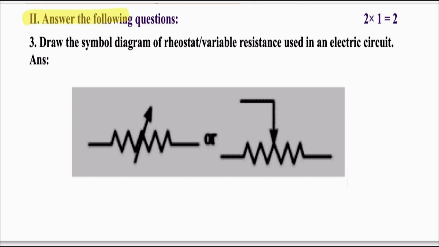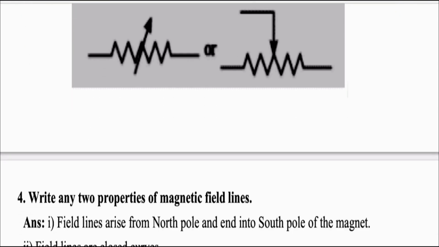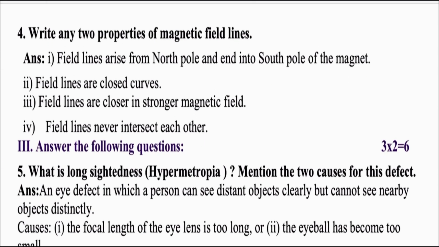Second main, answer the following questions. Question number 3. Draw the symbol diagram of rheostat or variable resistance used in an electric circuit. You can draw either of this diagram. Fourth question. Write any two properties of magnetic field lines.